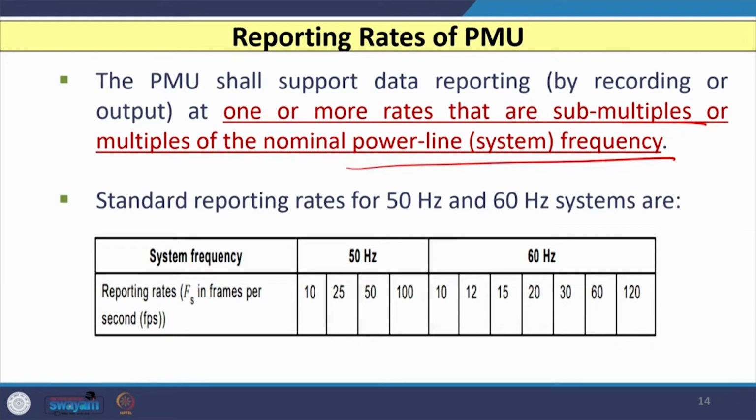So, standard reporting rates for 50 hertz and 60 hertz systems are shown in this table. This is for 50 hertz and this is for 60 hertz. Reporting rates are normally denoted by Fs, that is in frames per second. You can see that for 50 hertz the highest reporting rate of PMU is 100, which is a multiple of 50, or maybe submultiples of 50, that is 25 and 10. In the same way, if you consider 60 hertz, then you will have the highest reporting rate, that is 120, and then 60 and then submultiples of 60, those are also available here.